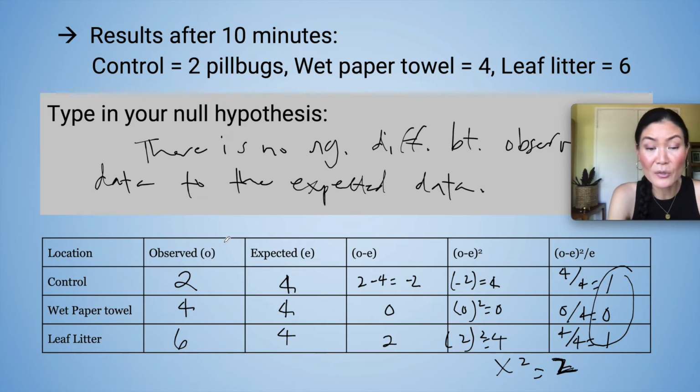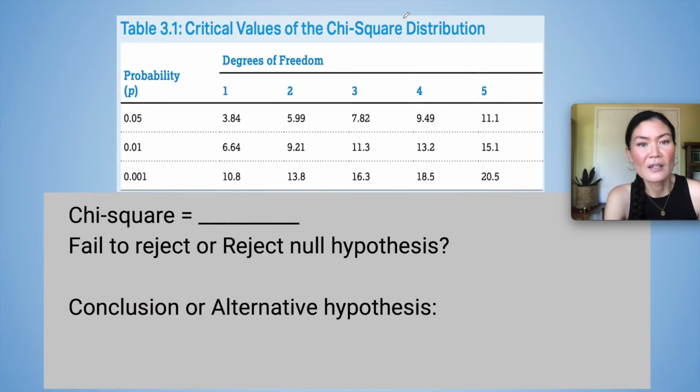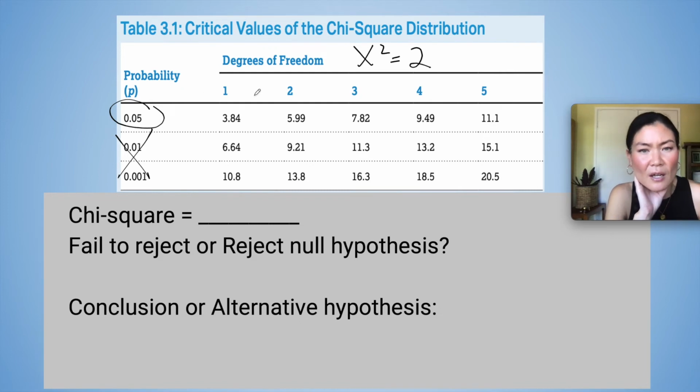So let's take a look at the critical values table. So our chi-square is 2, right? But what's our degree of freedom? Remember our number of categories was 3? So it's 3 minus 1, which is 2. So therefore, we're looking at the degree of freedom under the 2 column. So that means that we're looking at the critical value of 5.99, all right?